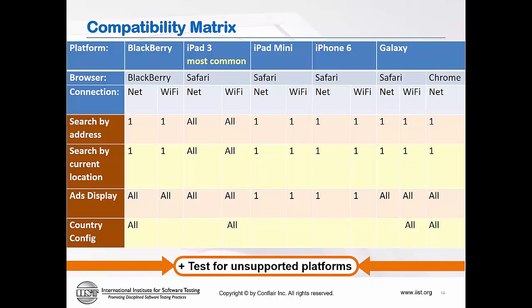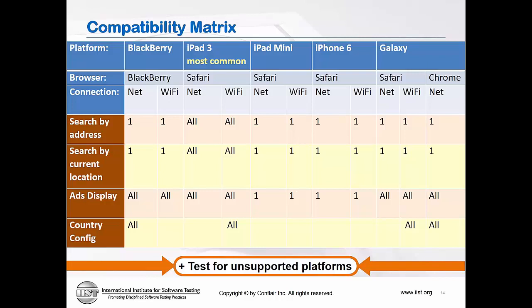Now, BlackBerry would have its default browser. It would have more than one for different BlackBerries, but let's assume one for the sake of example, right? We can have two types of connections, the net and Wi-Fi, the regular cellular network and the Wi-Fi. And we have the functionality of search by address. Now, I probably devised a very nice list of different addresses to search for in one country, in another country, in a large city, in a small city, and with suite and without suite. I did so much testing with addresses that I could talk about it for hours.